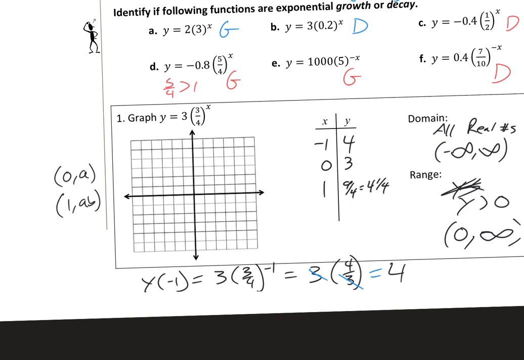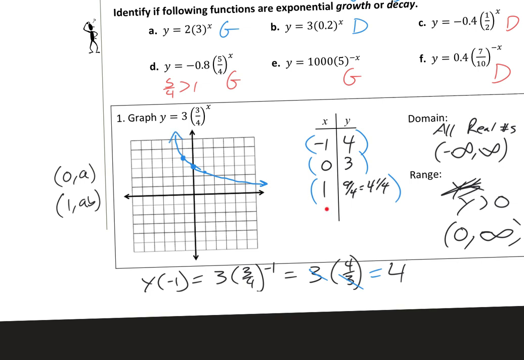All right, so what I like to do is plot these points here. These are all just points, and that helps us get an idea of where this thing should be. So negative 1, 4, 0, 3, and at 1, we're at 2 1/4. We could get more points if we really wanted to, but I think I have enough to get an idea of what this looks like. Remember, it's going to approach the asymptote of y equals 0, so I'm guessing it looks something like that. That's a good enough sketch.